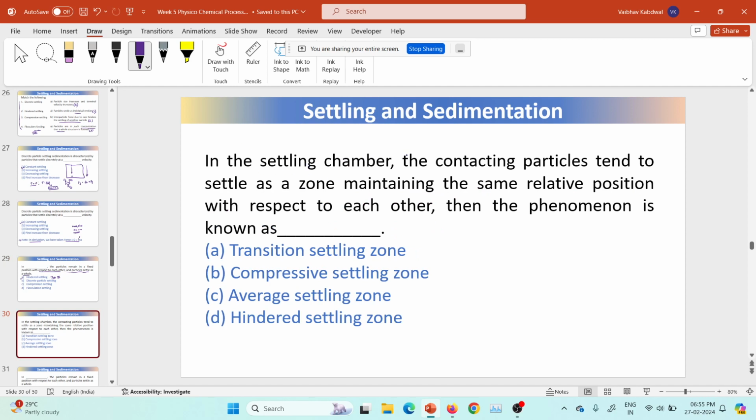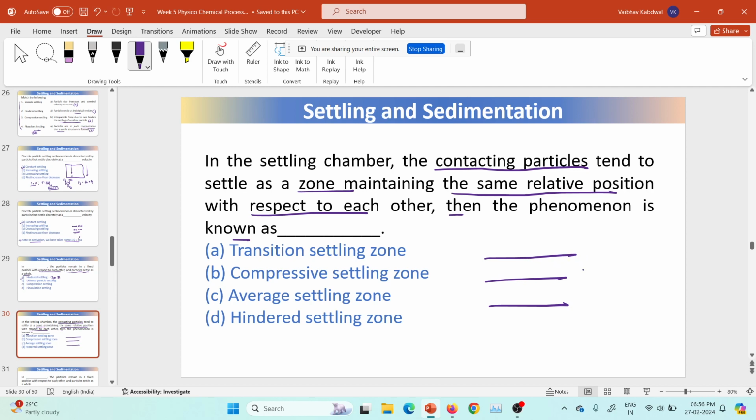In a settling chamber, the contacting particles tend to settle as a zone, maintaining the same relative position with respect to each other. Then the phenomenon is known as... In a settling chamber, the contacting particles tend to settle as a zone, maintaining the same relative position.